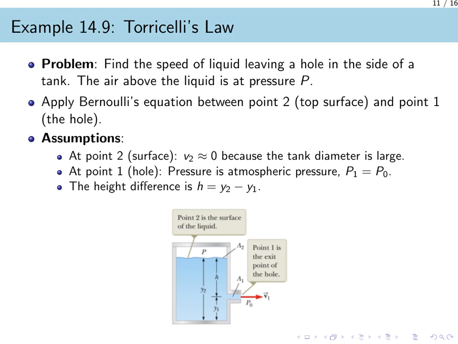Next, consider point 1, right where the liquid exits. Since it is flowing into the open air, the pressure at this opening must be equal to the surrounding atmospheric pressure, which we label as P0. It is important to distinguish this from the pressure P of the air maintained above the liquid inside the tank. Finally, the height difference between the surface and the hole is given as h. With these key assumptions, we can now simplify Bernoulli's equation to solve for the exit speed, V1.